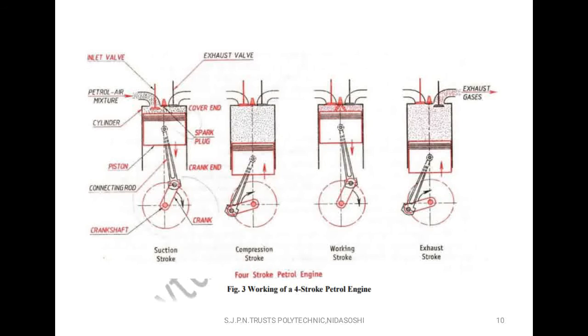In the petrol engine, you are seeing that the petrol-air mixture enters the cylinder through the inlet valve, but in the diesel engine only fresh air enters. Second difference: in the petrol engine the spark plug is used, which ignites the petrol-air mixture, but in the diesel engine a fuel injector is used in place of the spark plug. Only fresh air enters, and the fuel injector injects fuel that ignites in the hot compressed air. This is the major difference between the 4-stroke petrol engine and the 4-stroke diesel engine. Otherwise the working is everything the same.